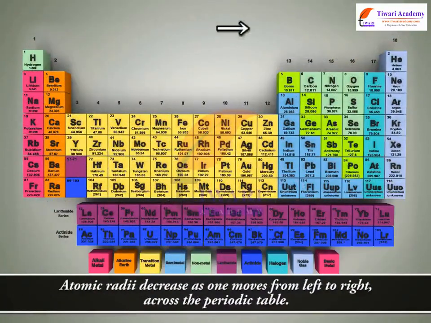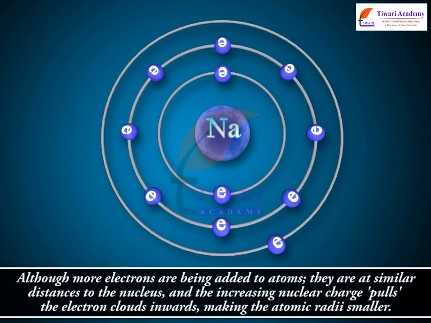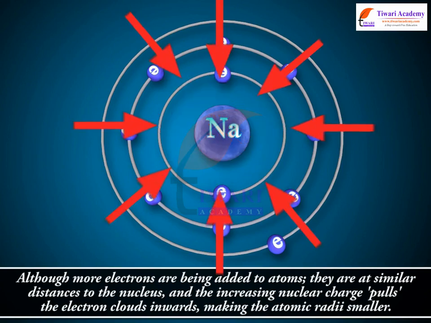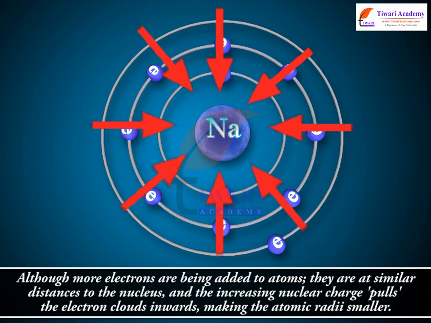Atomic radii decrease as one moves from left to right across the periodic table. Although more electrons are being added to atoms, they are at similar distances to the nucleus, and the increasing nuclear charge pulls the electron clouds inwards, making the atomic radii smaller.